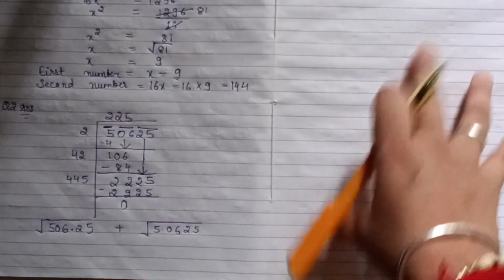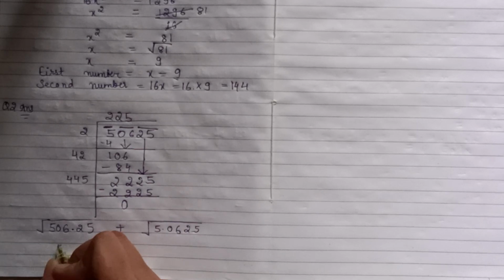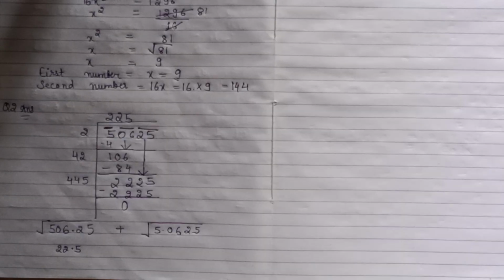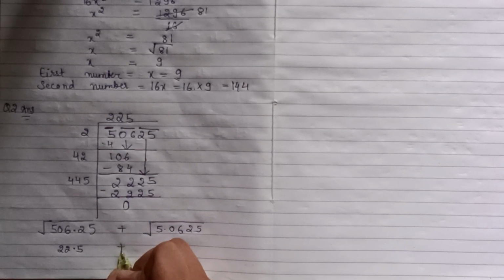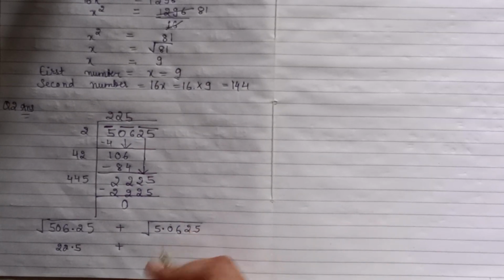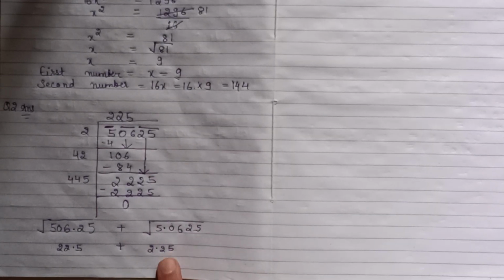Here after the decimal, this only forms one pair. After the decimal, here forms only one pair. So I write here 22.5. Before 5 I put the decimal, because after the decimal it forms only one pair. Plus, after the decimal it forms 2 pairs here, so I write here 2.25. I put the decimal before two numbers.